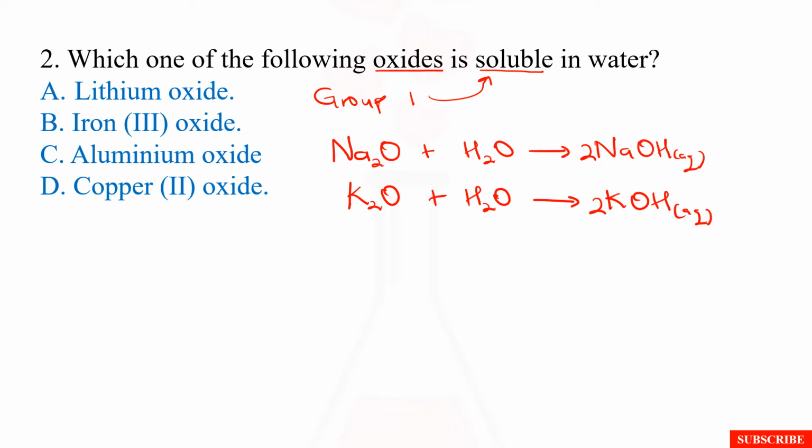As such, iron 3 oxide will not dissolve in water, aluminium oxide will not dissolve in water, and copper 2 oxide will also be insoluble in water. As such, our best option here becomes lithium oxide, which is option A. So this is more of a fact. That's why it's hard for you to reason out unless you know which oxides are soluble in water.